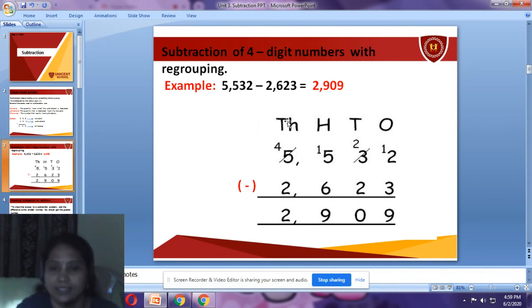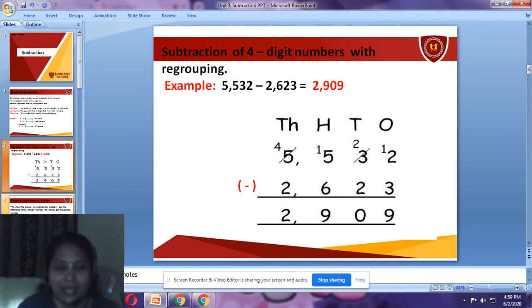So what is the answer that we got, children, here now? 2909. So 5532 minus 2623 is 2909. So I hope you all understand how to subtract the 4-digit numbers.